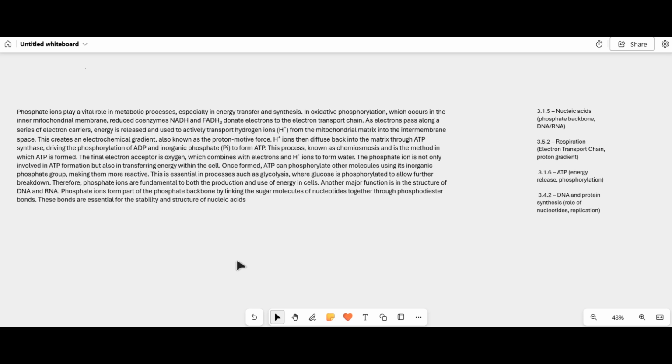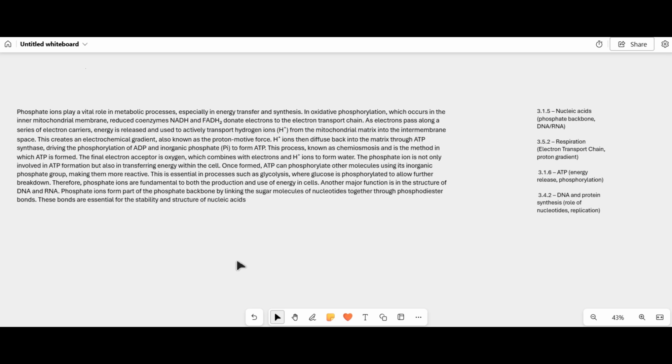The phosphate ion is not only involved in ATP formation, but also in transferring energy within the cell. Once formed, ATP can phosphorylate other molecules using its inorganic phosphate group, making them more reactive. This is essential for processes such as glycolysis, where glucose is phosphorylated to allow further breakdown. Therefore, phosphate ions are fundamental to both production and use of energy in cells.